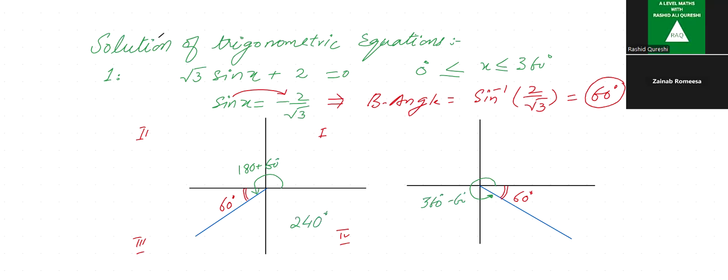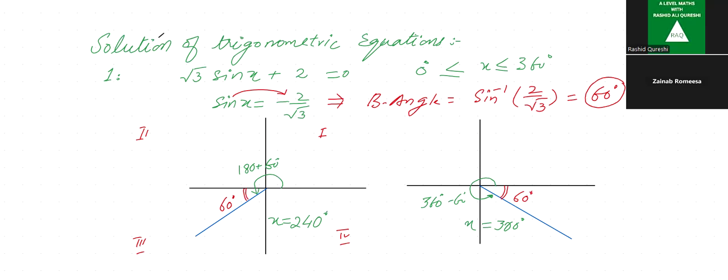So these are two angles. Over here, the first angle is x equal to 240 degrees. The second angle is x equal to 300 degrees. So that's the way to solve the equation, and that equation is called the linear trigonometric equation. The same concept you have to apply in solving the given equations.